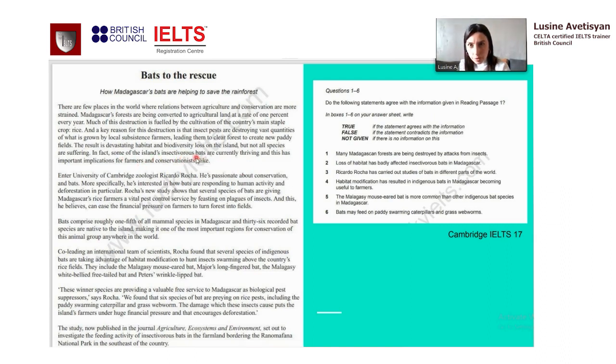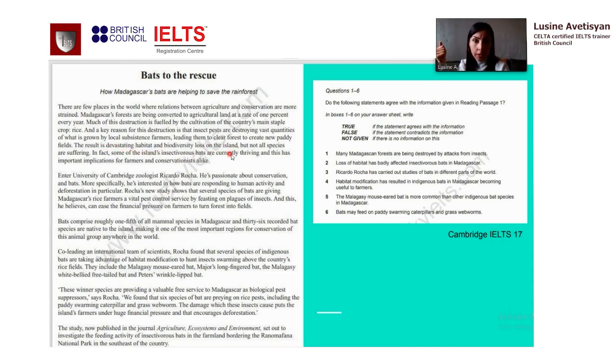Here I can see the word, because they are not going to change words which are technical words, I'll say. So in fact, some of the island's insectivorous bats are currently thriving, and this has important implications for farmers and conservations alike. The result, so I found, I'm reading questions before now to remember. The result is devastating habitat. So we understand that we have loss of habitat, maybe devastating habitat, and biodiversity loss on the island. So this is my loss of habitat.